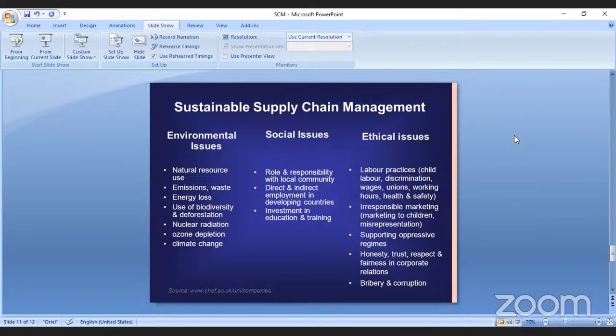Social issue: first, role and responsibility with local community. Second, direct and indirect employment in developing countries. Third, investment in education and training. Ethical issue: first, labor practice, child labor, discrimination, wages, union, working hours, health and safety.